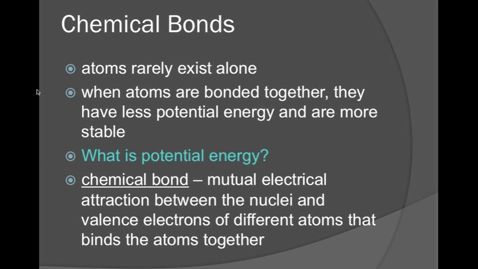Now, in dealing with chemical bonds, we say that atoms don't want to exist alone. The whole reason something will bond is because they want to become more stable. They want to have less potential energy. So a chemical bond is a mutual electrical attraction between the nuclei and the valence electrons of different atoms that bind the atoms together. A chemical bond is when two atoms are bonded together because of those valence electrons.